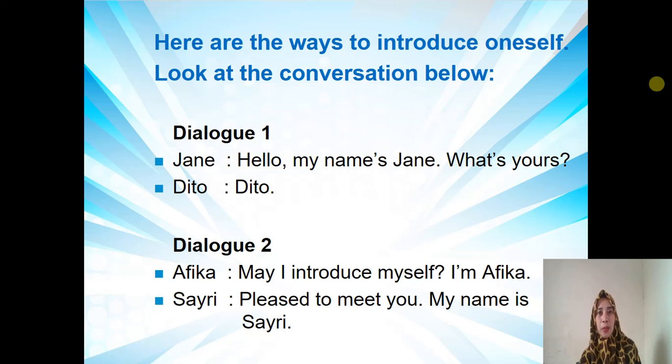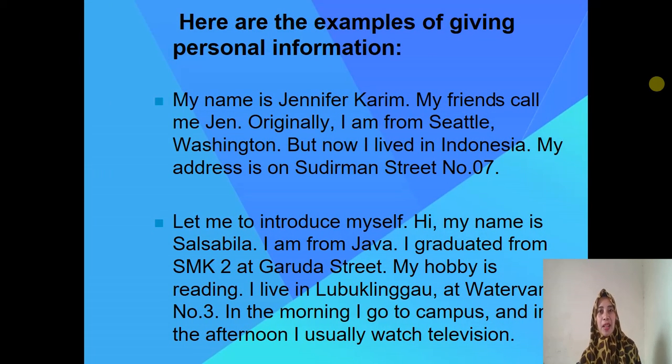Okay, here are the ways to introduce oneself. Okay, the next. Here are the examples of giving personal information. There are two examples. Number one: My name is Jennifer Karim. My friends call me Jen. Originally, I am from Seattle, Washington. But now I live in Indonesia. My address is on Sudirman Street number 7.